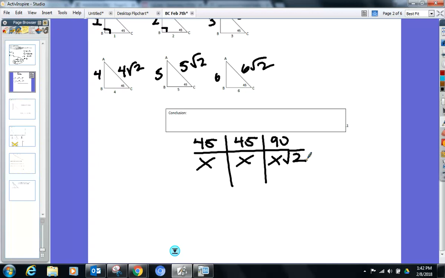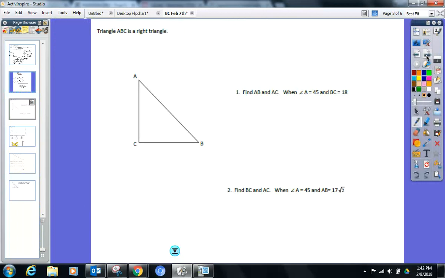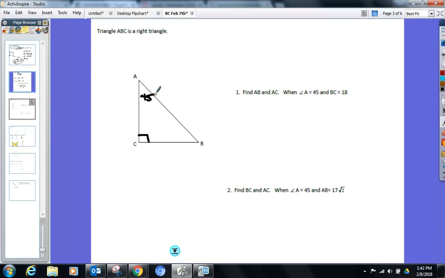I got a couple 45, 45, 90s there for you. Same diagram for both questions. Okay, just be aware of that. ABC is a right triangle. I'll tell you, C is the right angle. Angle A is 45. So, hey, everyone, first stop. Everyone identify that it's a 45, 45, 90. So that pattern now applies.